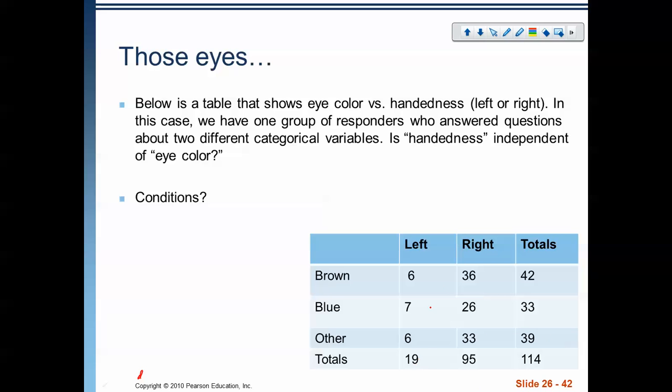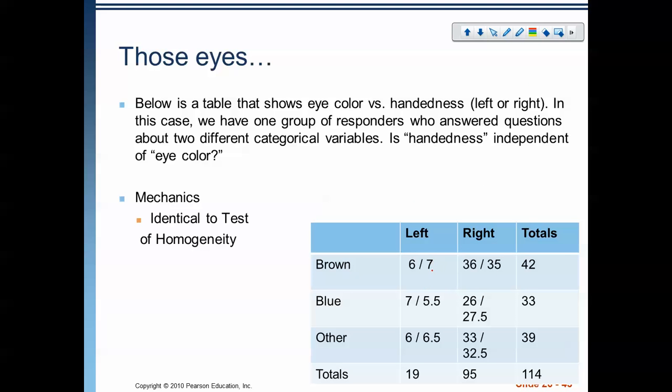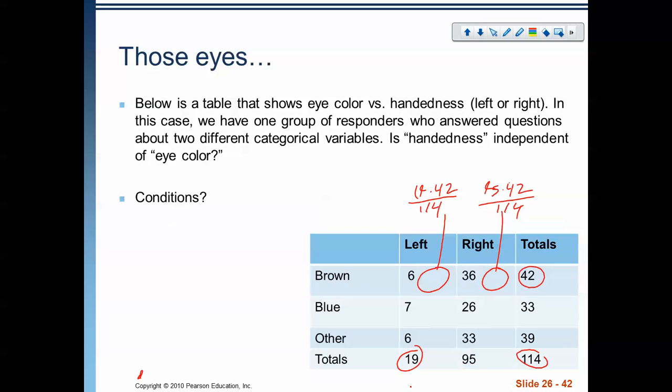Remember, that's going to be the same way that we did it in the previous. To find this particular one, we go 19 times 42 divided by 114. To find this one, it's 95 times 42 divided by 114. You do need to know that formula just like you did in the homogeneity. Again, your calculator is super fancy and it will create the expected matrix for you. After doing it, you get 7, 35, 5.5, 6.5, and 32.5.